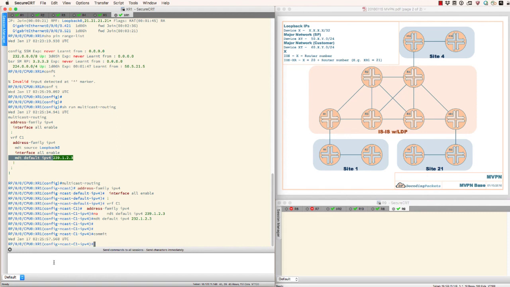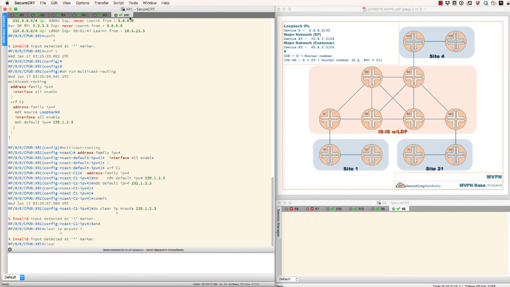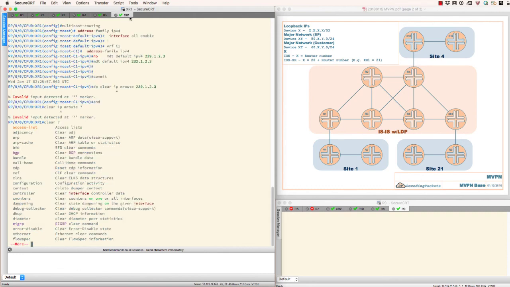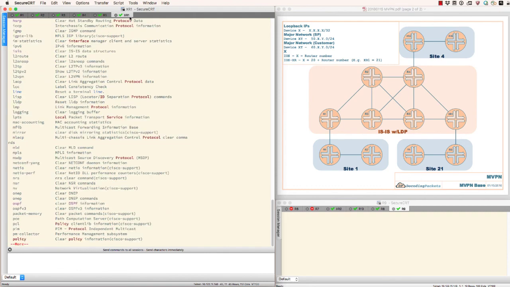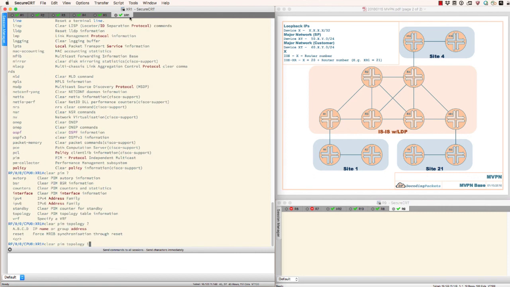Now, one more thing that I'm going to do here is I'll also clear the multicast routing table. So do clear IP mroute, and I'll specifically just clear the 232.1.2.3. It's not going to work on XR. And on XR, I frankly don't remember the command. Let's try clear PIM topology. And now I can say 232.1.2.3.